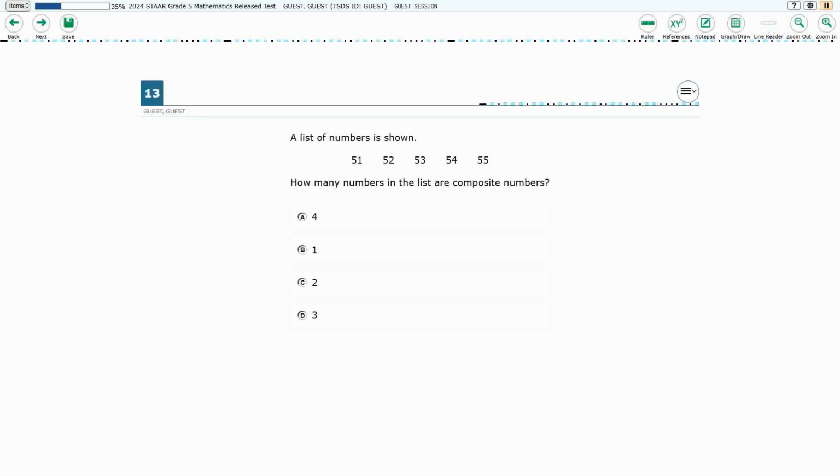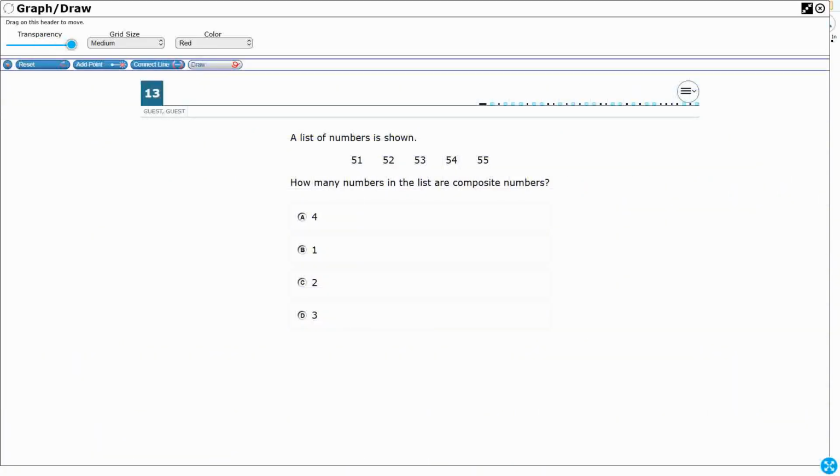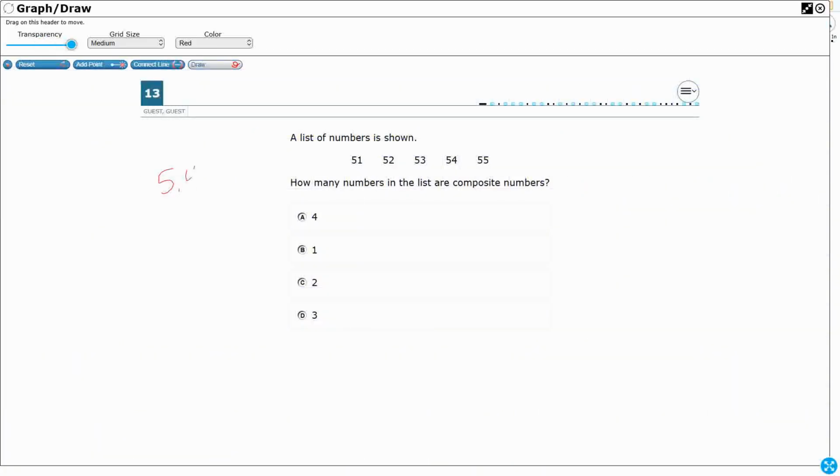For number 13, we are looking at identifying prime and composite numbers. This is standard 5.4a, and we just have a list of numbers from 51 to 55, and we're looking for composite numbers. All right, so composite numbers are going to be those with 3 or more factors, or ways to multiply to get to that number. And then prime numbers are what we're not wanting. Those are the ones with only 2 factors, 1 and itself, right?